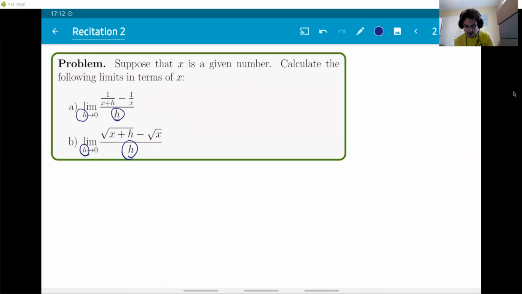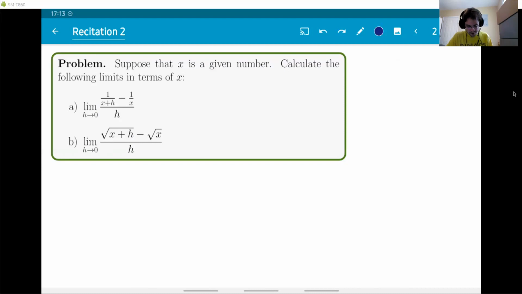So whatever answer we have, there will not be an h in it because h is just a limit variable. But there will be x. x is present inside, and so it is just like a fixed number, and it will be present in the end. Now these are called difference quotient type of limits. They show up when we study the derivative. That's why we're talking about them now. But for us, the important thing is that these are simply limits that we have to simplify.